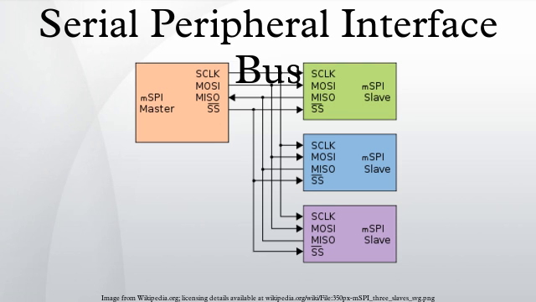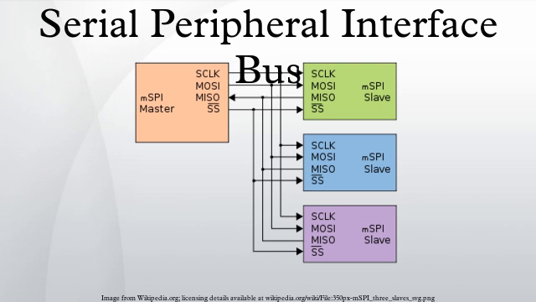At CPOL equals 0, the base value of the clock is 0. For CPHA equals 0, data are captured on the clock's rising edge and data is propagated on a falling edge. For CPHA equals 1, data are captured on the clock's falling edge and data is propagated on a rising edge.